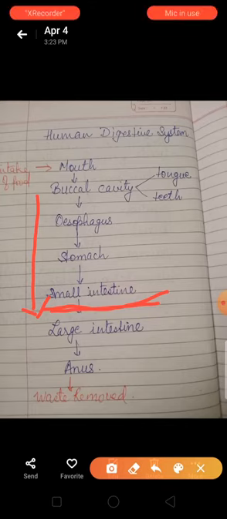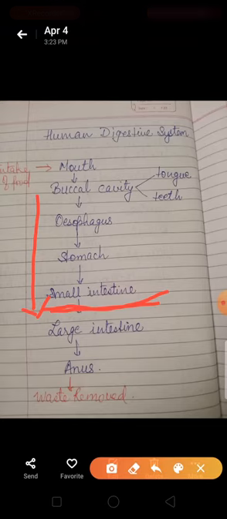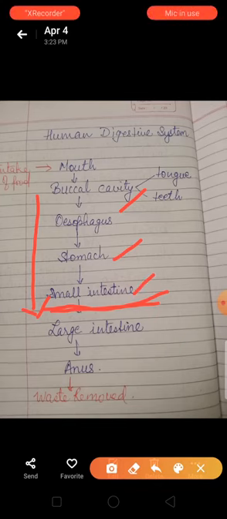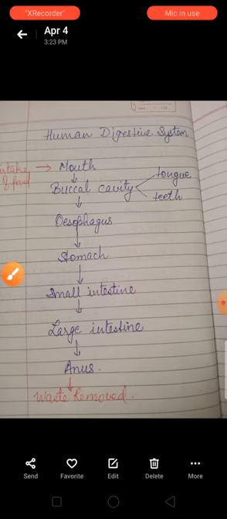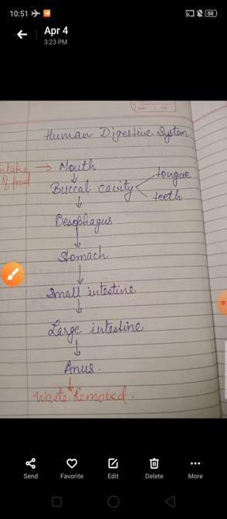Now what is happening? At each level there will be some secretion, and this secretion helps in digesting. What are these secretions, and where are they secreted? That we will study on our next page. Okay.